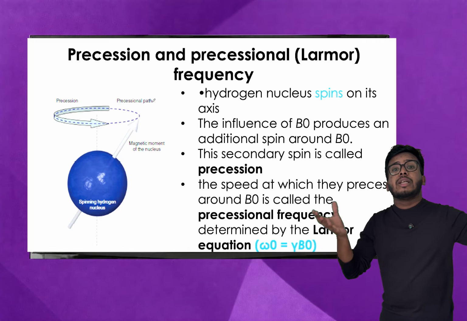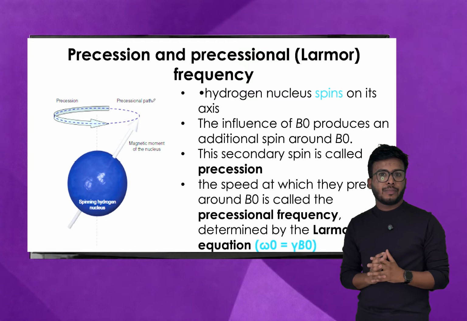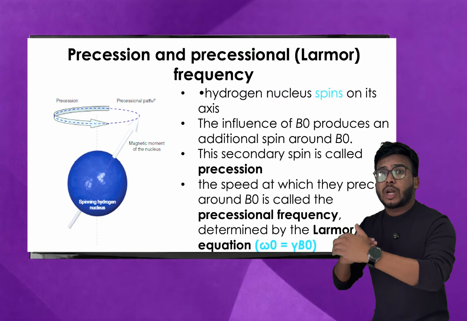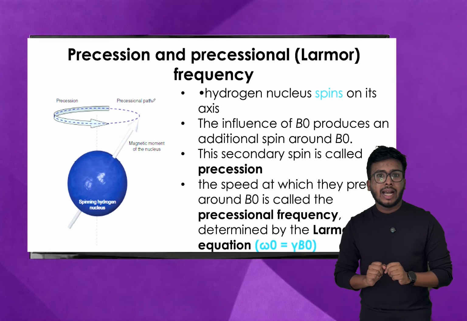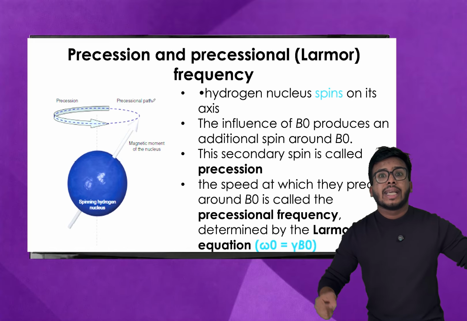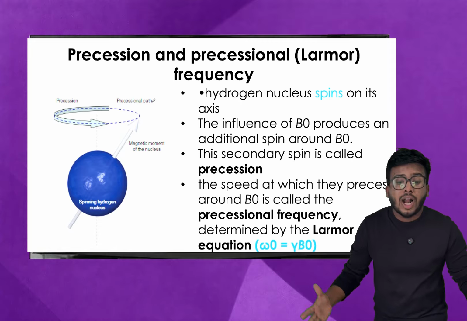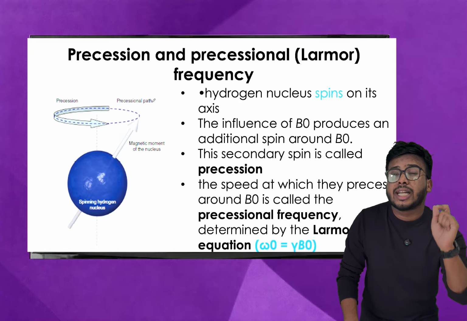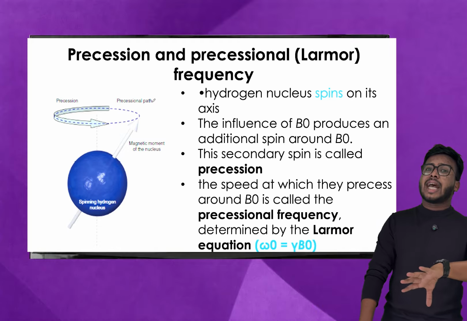Already, even in the absence of an external magnetic field, the protons inside the human body had a spin. If we keep these protons under the influence of an external magnetic field, they will align parallel and anti-parallel, and they will get an extra spin. That extra spin gained by the proton under the influence of the external magnetic field is called precession, or precessional frequency, or Larmor frequency. We can write it as omega.